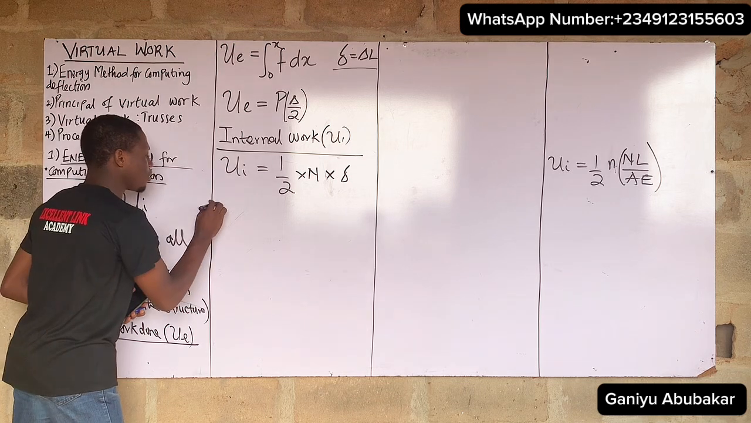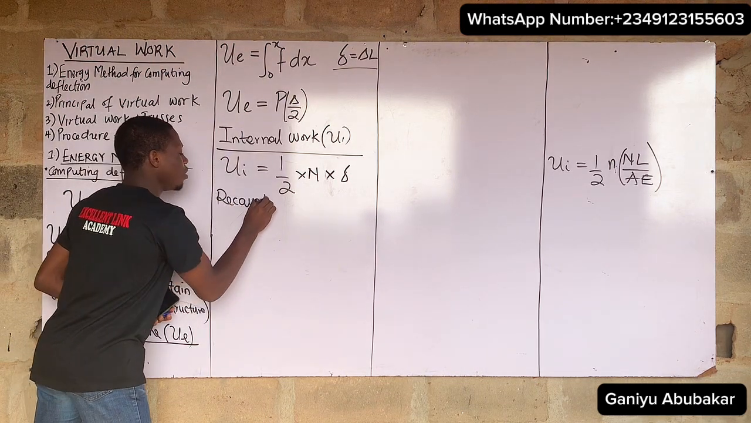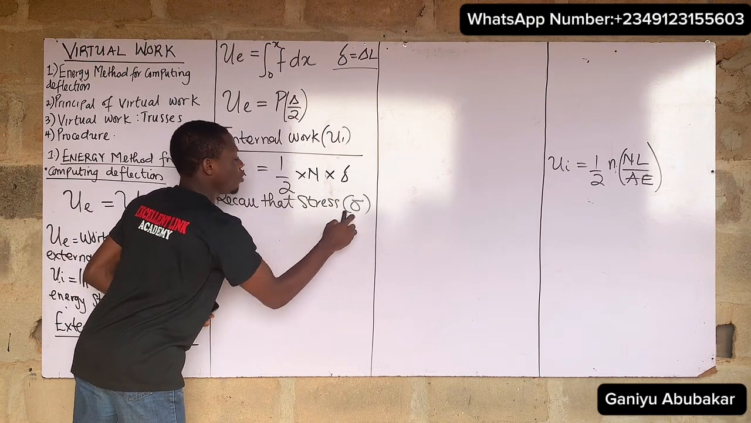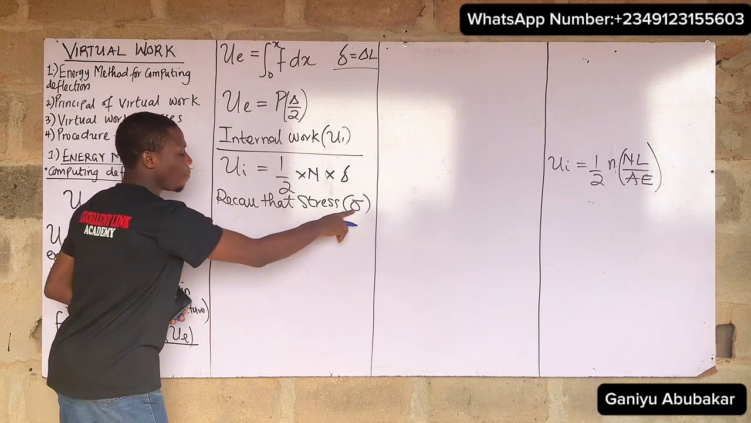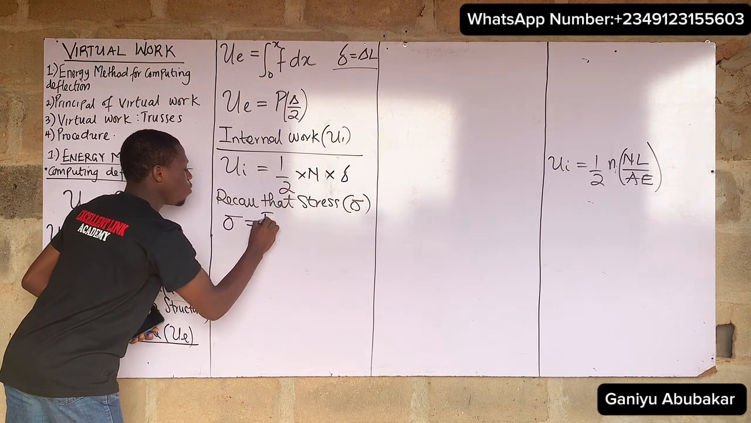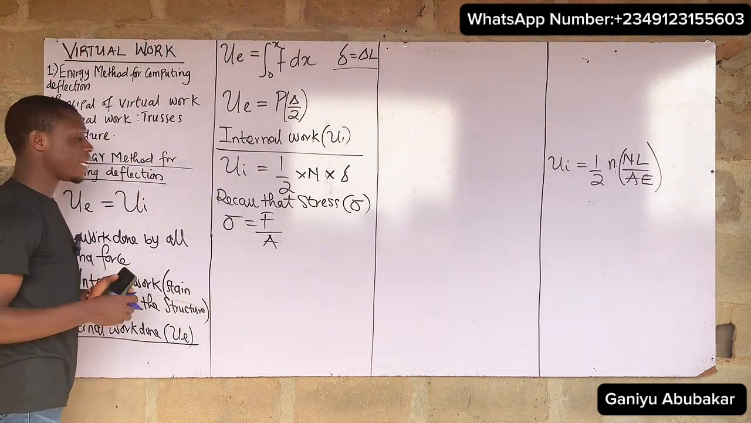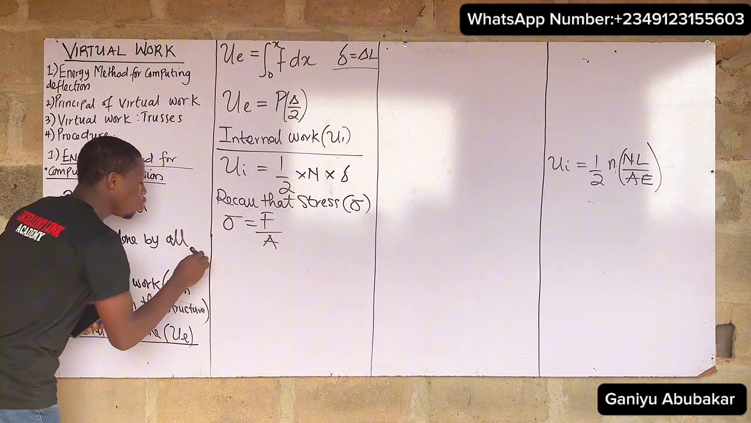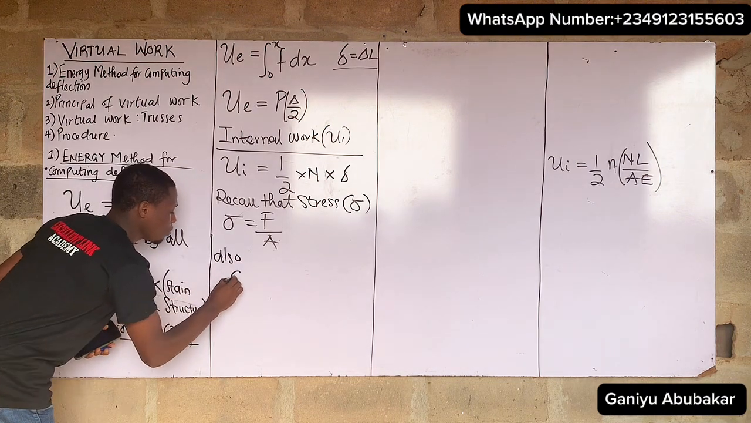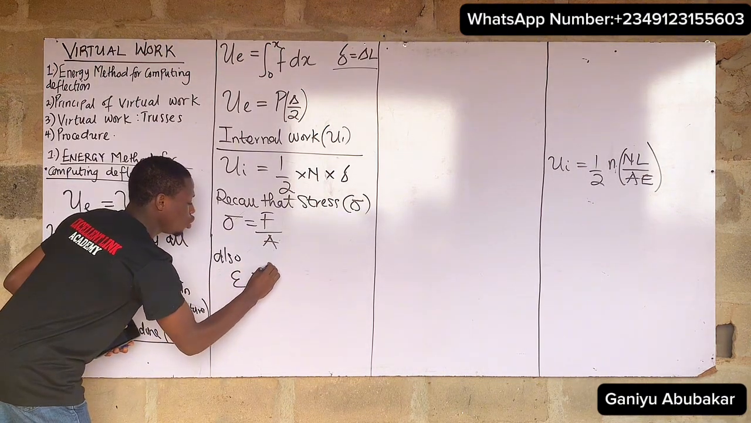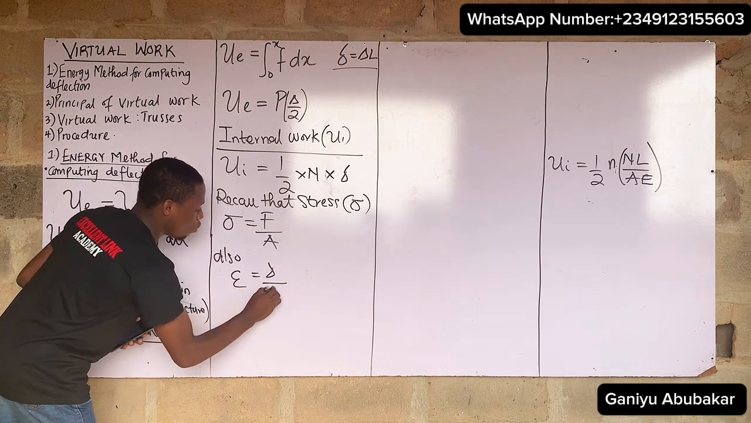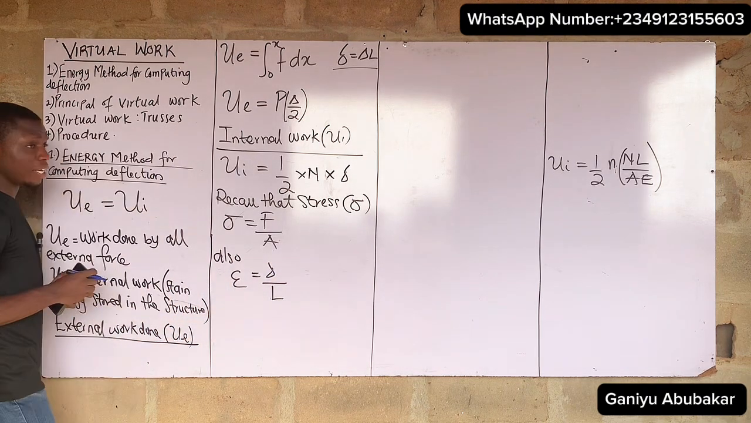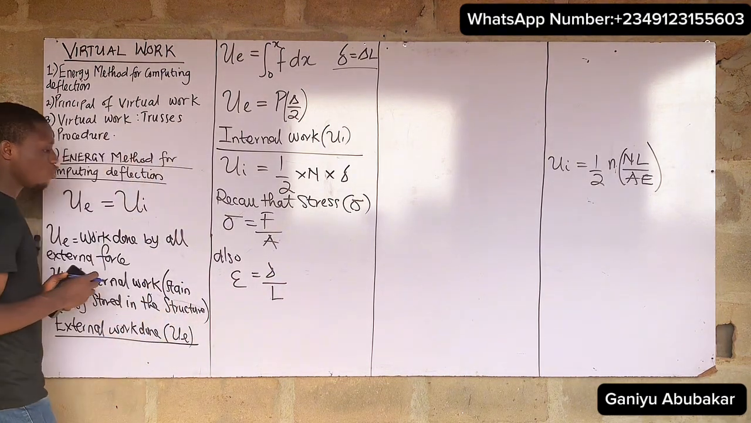From here, we said stress. Recall that stress, that is sigma, is a Greek symbol. So stress is force over area, as we said in the last class of physics. You should know this. Also recall that strain, that is epsilon, is change in L over original length. So I can use this symbol to represent change in L over original length.